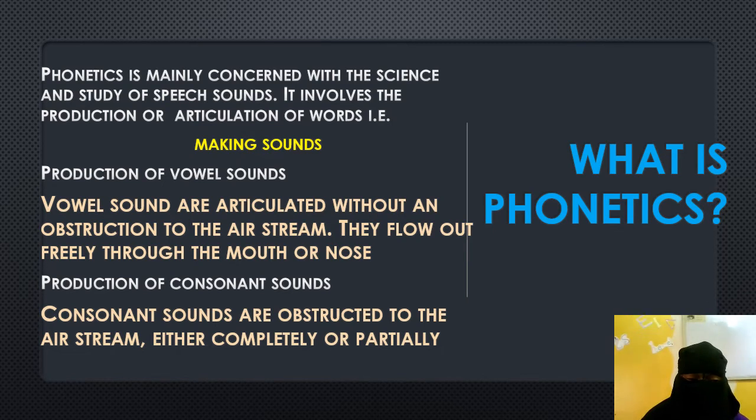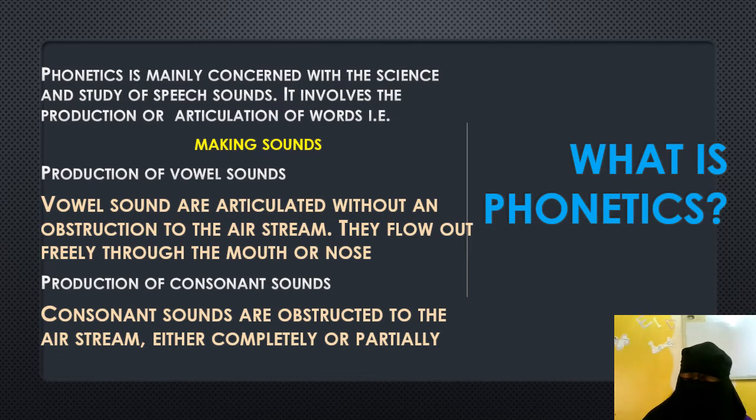Production of vowel sounds. How do you produce vowel sounds? Vowel sounds are articulated without an obstruction to the air stream. So when you're making vowel sounds, there's no obstruction. You can flow with the wind. They flow out freely through the mouth or nose. What are our vowel sounds? Let's take two examples. Ah. You can pronounce your ah without any obstruction. Oh. You can pronounce your o without any obstruction.